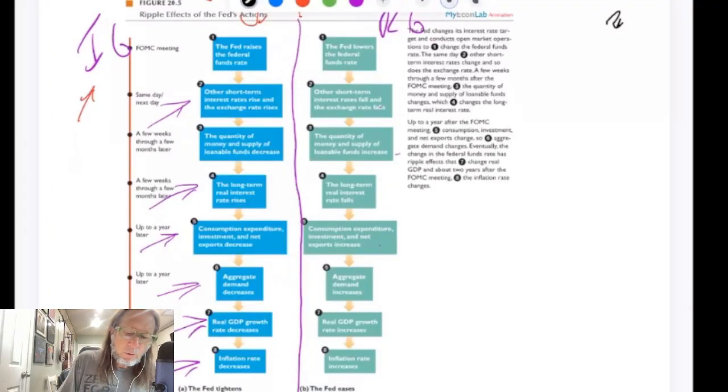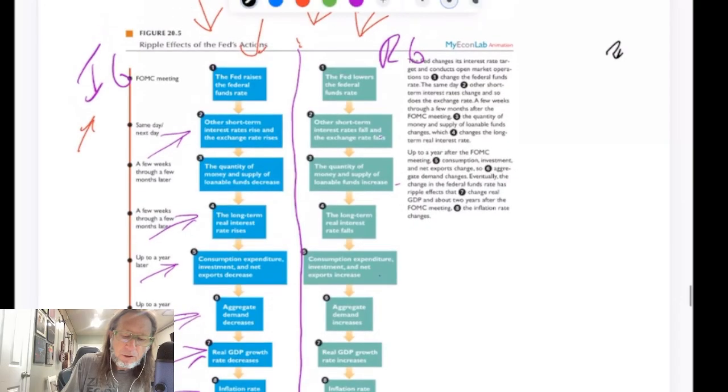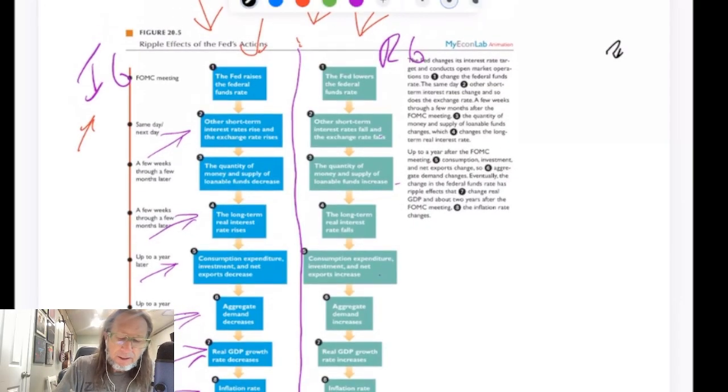Okay, in this video, I just want to quickly show you a chart of how the impact of federal funds changes and what it does to cure the inflationary gap and to cure the recessionary gap. So on your left is the inflationary gap stuff. So when we have inflationary gaps, we're going to go ahead and raise the federal funds rate.